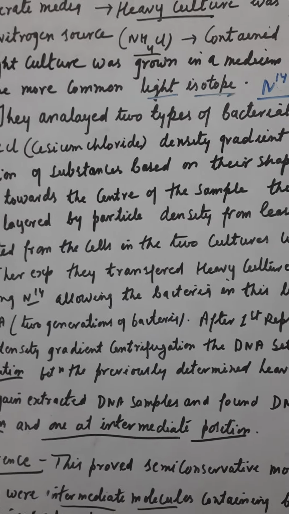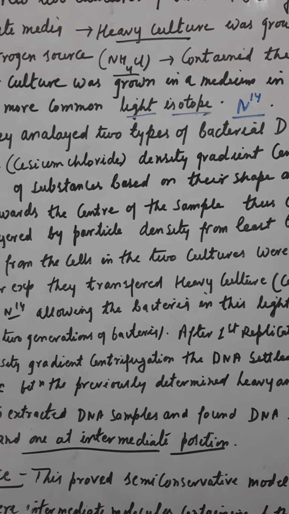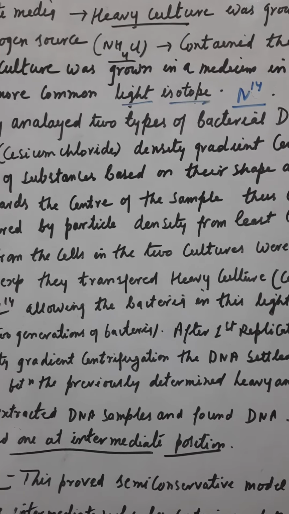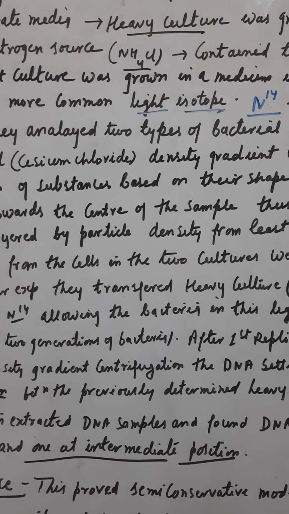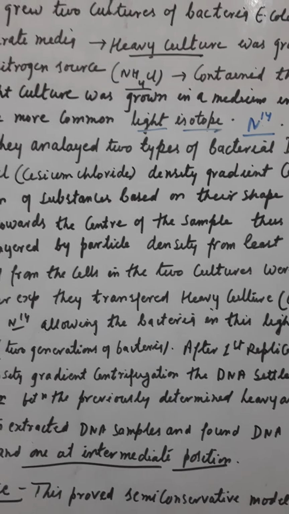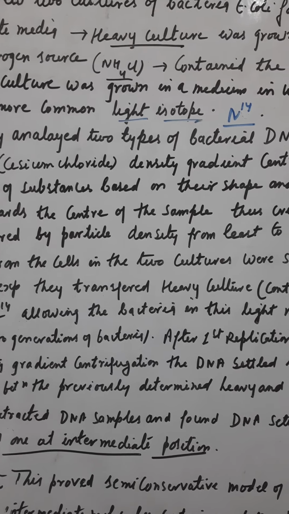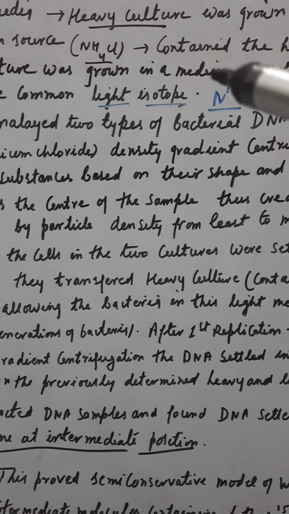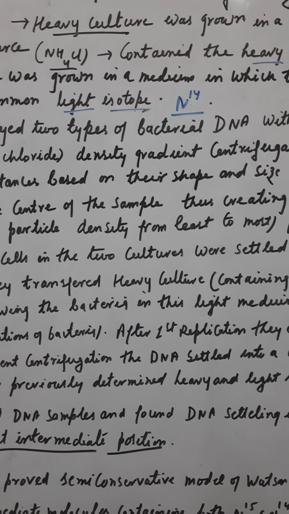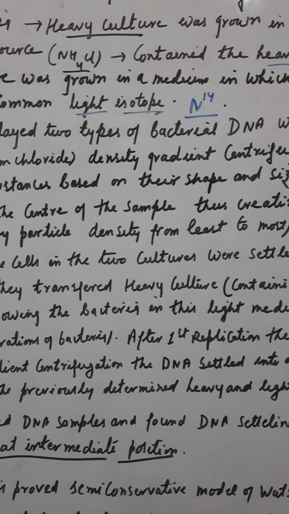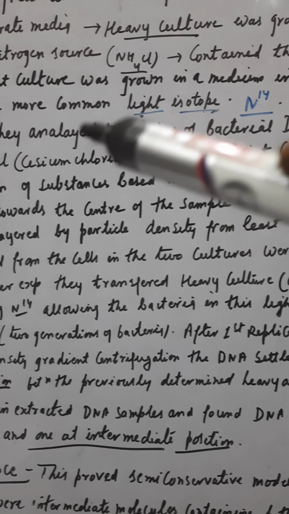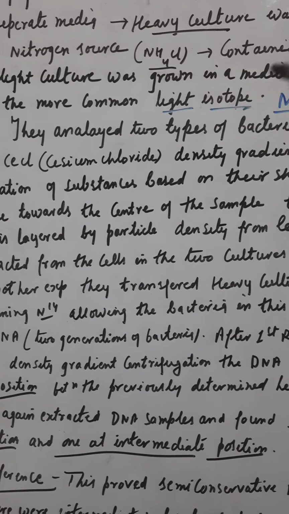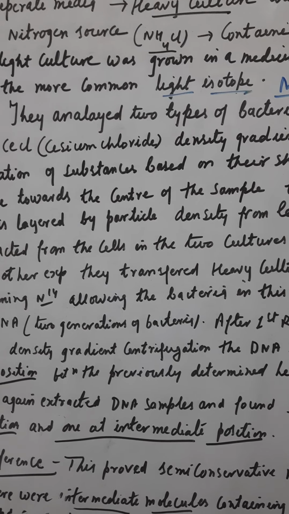They grew two cultures of the bacteria, and the bacteria was E. coli, for many generations in separate media. One was the heavy culture, grown in a medium in which the nitrogen source was ammonium chloride containing the heavy isotope N15, and the light culture was grown in a medium in which the nitrogen source was the more common light isotope, that is N14.